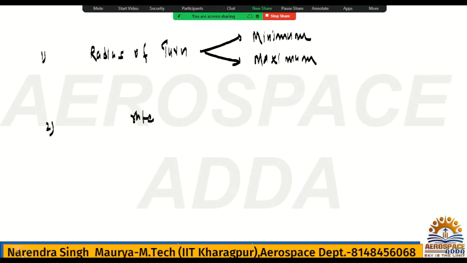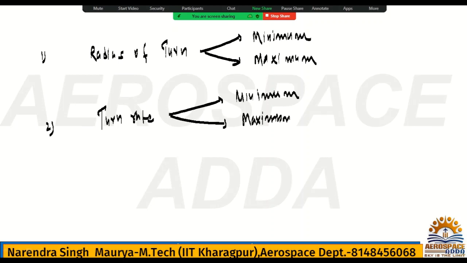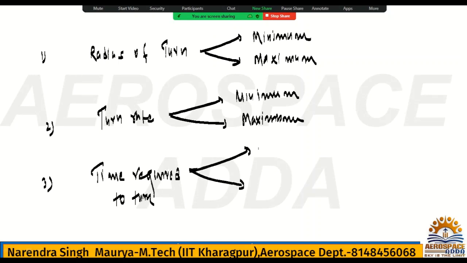So if this part is clear, the theory part will be clear, then definitely one question will be asked to you in the examination. Turn rate. What should this turn rate be? It should be minimum or maximum. Third, time required to turn. What should it be? Minimum or maximum.